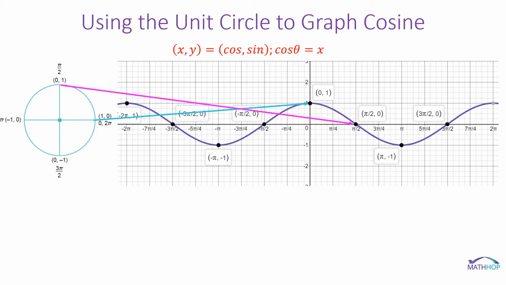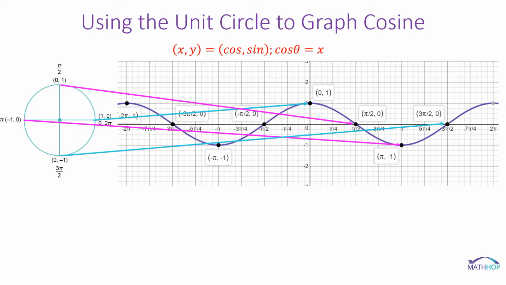Going around, pi over 2 or 90 degrees is the point (0, 1). The x-coordinate is 0. Therefore, cosine is 0. Moving around the circle, going to pi. Pi has the point (-1, 0). -1 is the x-coordinate, so the cosine value is -1. 3 pi over 2 has the point (0, -1). An x-coordinate of 0 means the graph goes back to 0. The cosine value is 0.